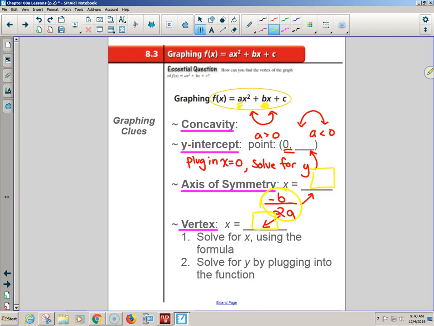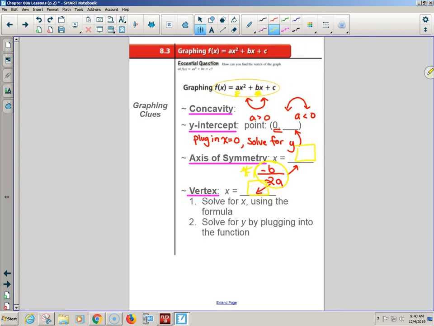This little formula is going to be super important. If you're a highlighting, starring, colored pen kind of person, I would put a star, I would put a highlight, because negative b over 2a is going to make things a lot easier. So we're going to solve for x using the formula. And once we solve for x, because the vertex is a point, we can solve for y. Or another way of saying it is we can set up a table.